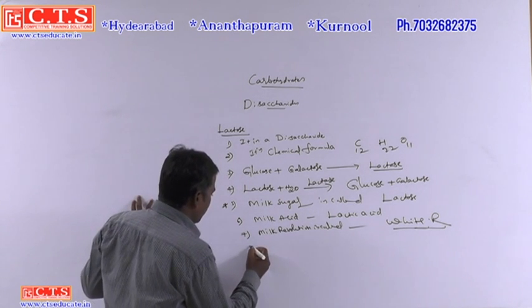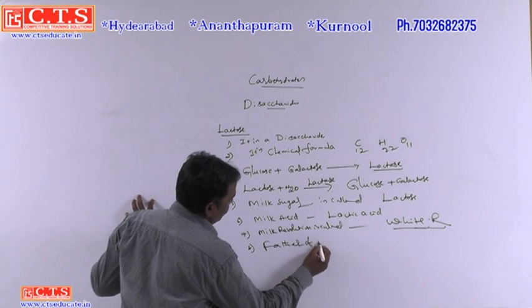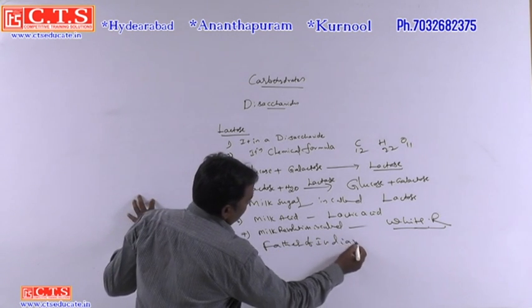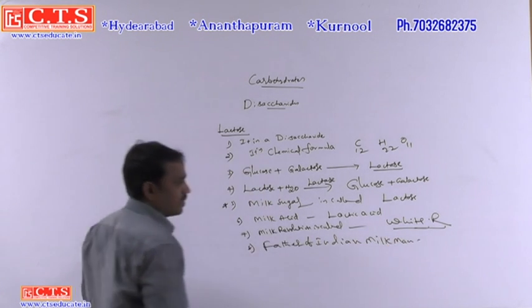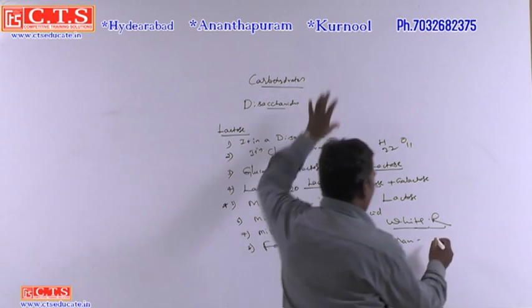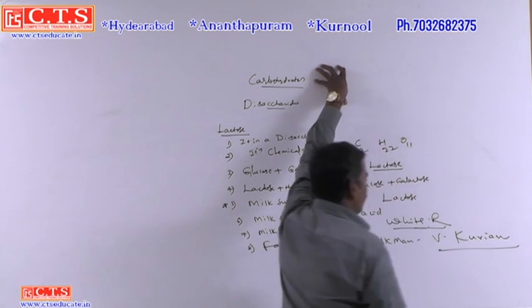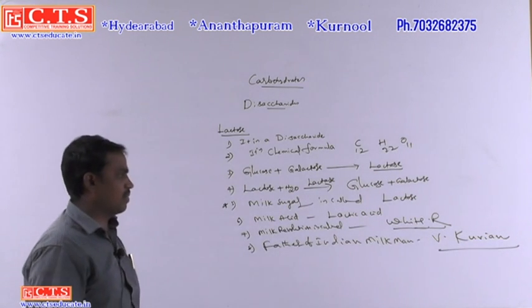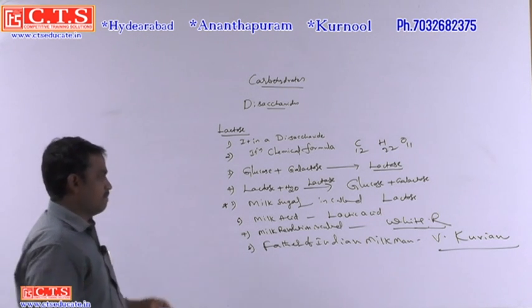Father of Indian milkman: Varghese Kurian. Varghese Kurian came from Kerala. Father of Indian milkman.